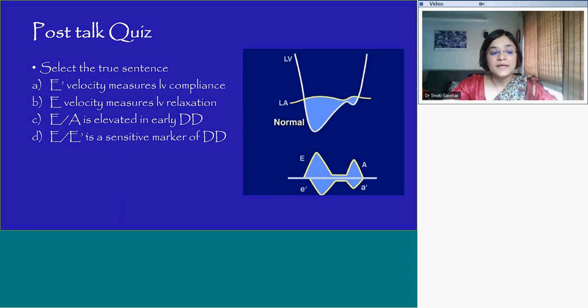E prime is a very sensitive marker of diastolic dysfunction. It is abnormal in diastolic dysfunction. The A velocity, E by A, in early or mild diastolic dysfunction is actually not elevated. It is reduced.